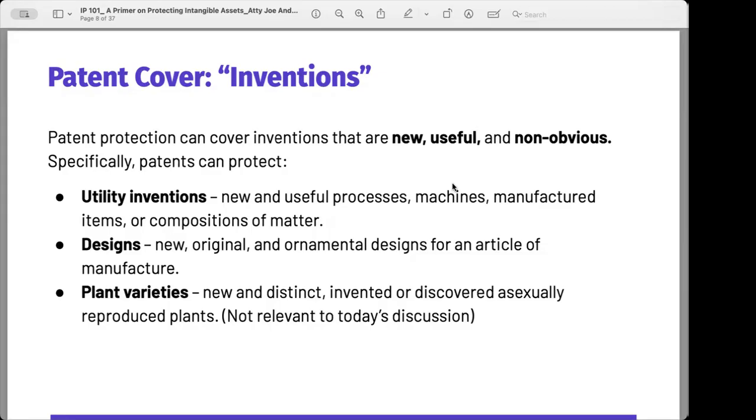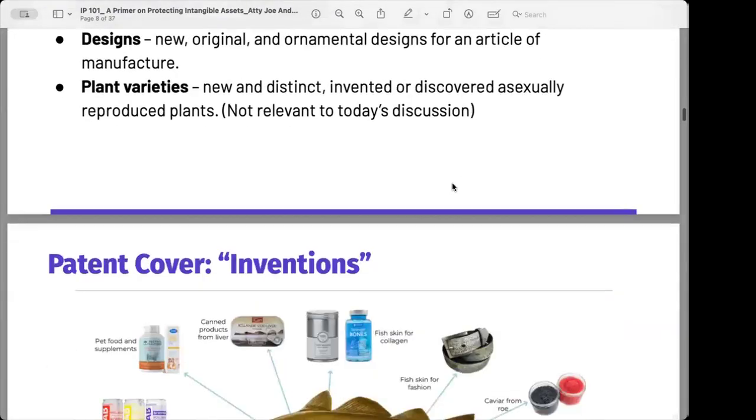There's also design patents, which are sort of the way something looks. There are times when the way something actually looks can be patented. And then there's plant varieties. We're not going to talk about plant varieties at all today, but the truth is horticulturists who create new plants from other plants can actually patent those as well.